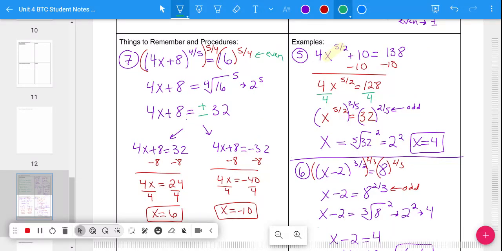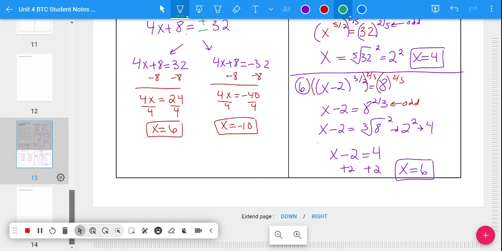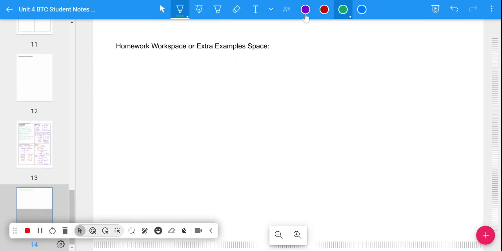All right, now that we've done a bunch together, let's try one on our own. So let's go on to the back where we have some space. And let's try this problem on our own. So we're going to do negative 10x minus 5 to the 2/3 power equals 25. Okay, so I want you guys to try this one on your own. Pause the video now and try this problem. When you're ready, play the video.